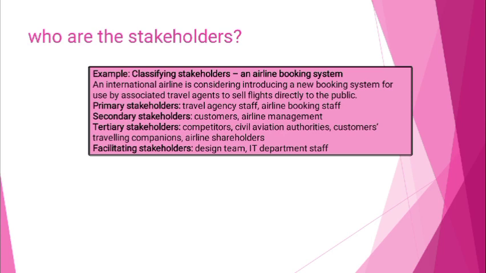Let's take an example of airline booking system, in which the stakeholders can be classified like this. Primary stakeholders are travel agency staff, airline booking staff. Secondary stakeholders are customers, airline management. Tertiary stakeholders are competitors, civil aviation authorities, traveling companions, airline stakeholders. Facilitating stakeholders are the design team and the IT department staff.